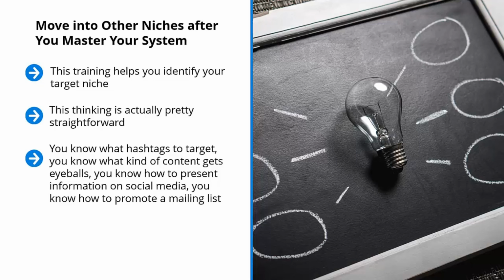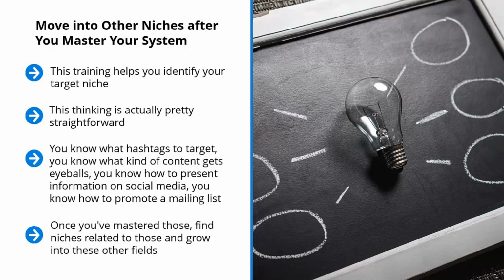You know what hashtags to target. You know what kind of content gets eyeballs. You know how to present information on social media. You know how to promote a mailing list. These and many others form part of your system. It really would be a shame to restrict that system to just one niche. Once you've mastered those, find niches related to those and grow into these other fields. Highly successful list marketers don't just operate one list. They operate dozens, and this translates to 6, if not 7-figure incomes year after year. If they can do it, so can you.